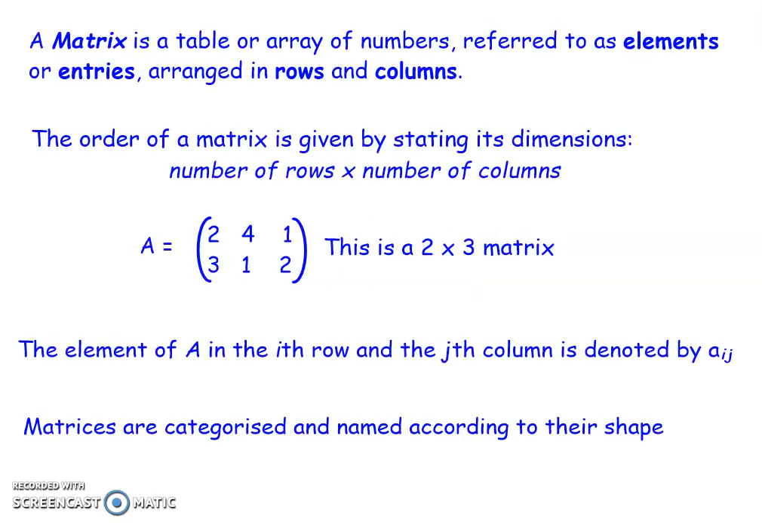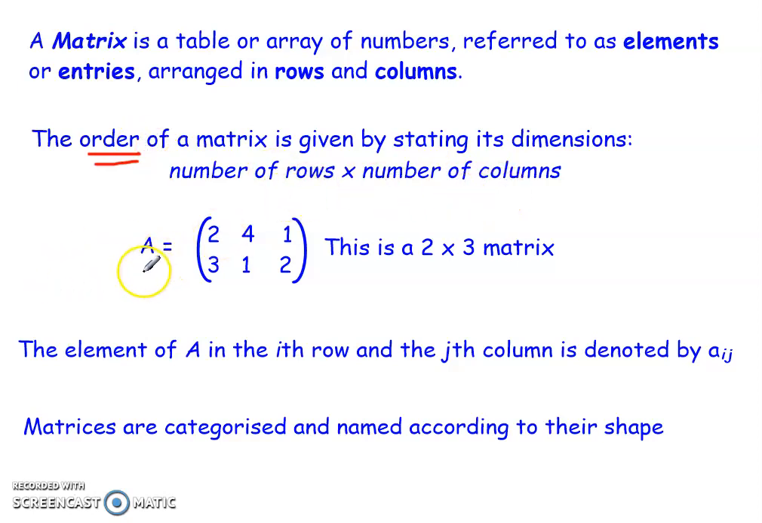So first thing I want to tell you about is what a matrix actually is. A matrix is a table or an array of numbers. Each of these numbers is referred to as an element or an entry, and they're arranged in rows and columns. We can define something called the order of a matrix, and this is given by stating its dimensions. So the number of rows times the number of columns.